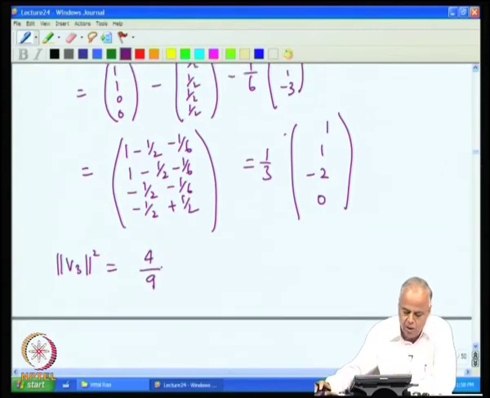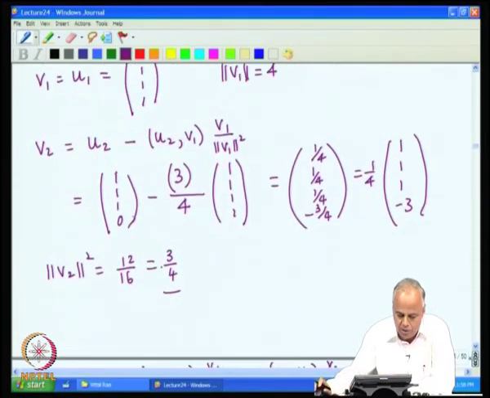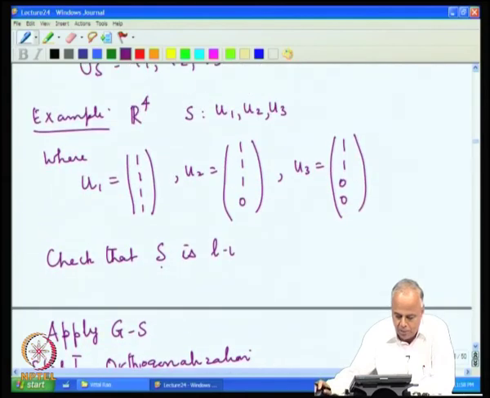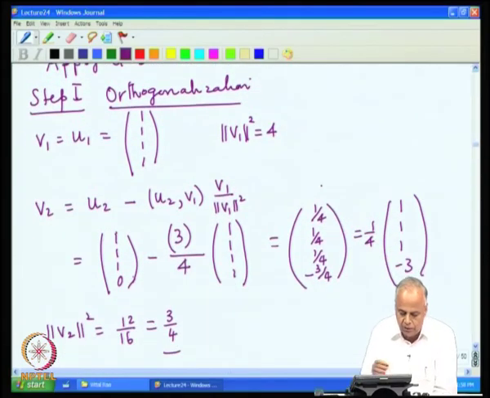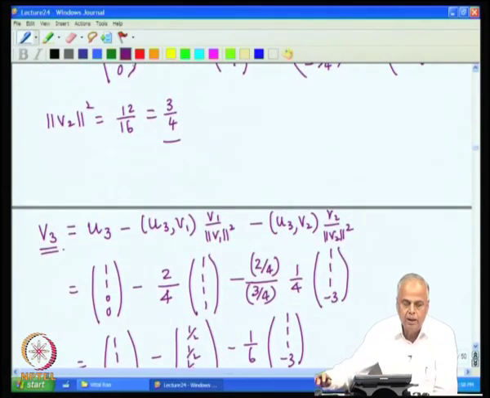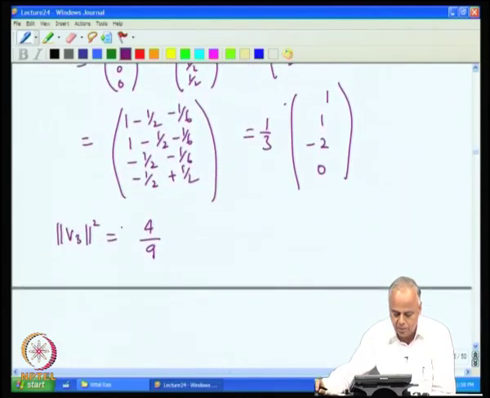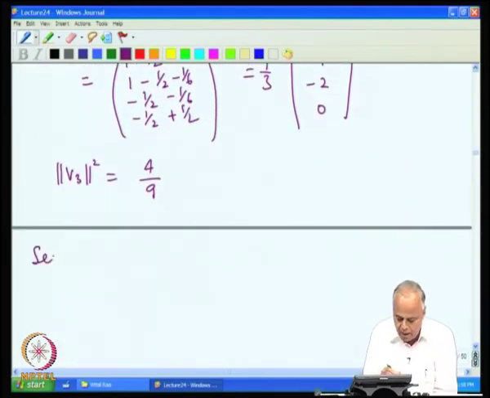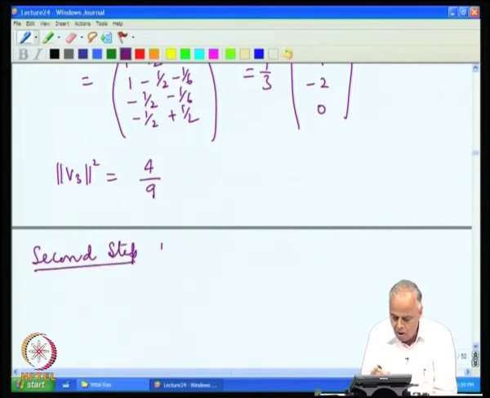So, now the orthogonalization process stops here, because we started with 3 vectors u 1, u 2 and u 3. So, we have to produce V 1, V 2 and V 3. So, we have produced V 1, we have produced V 2 and we have produced V 3. So, that is the orthogonalization process, and the second step is the normalization process.